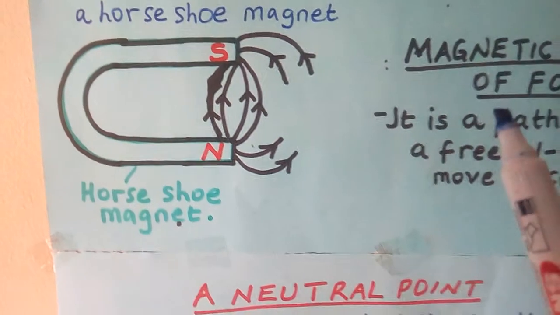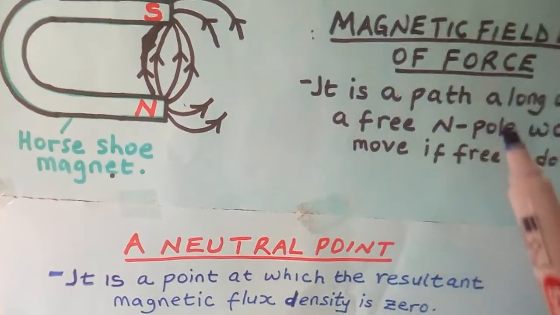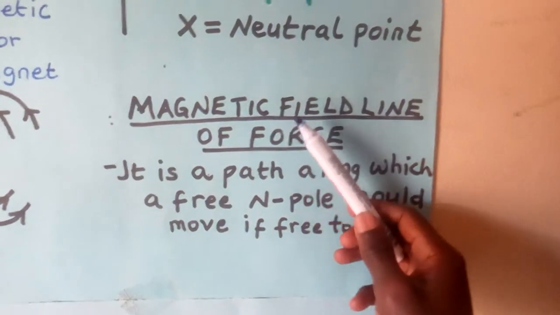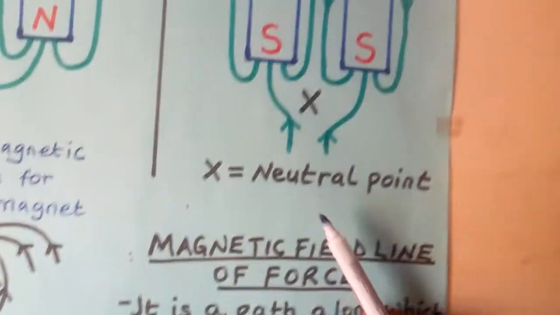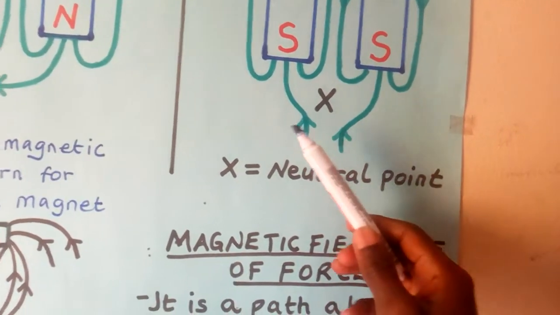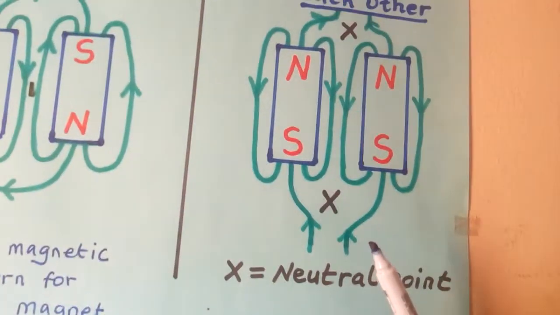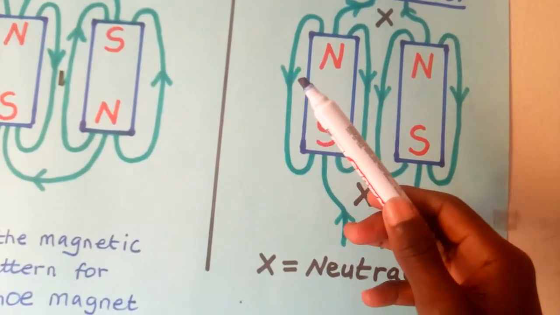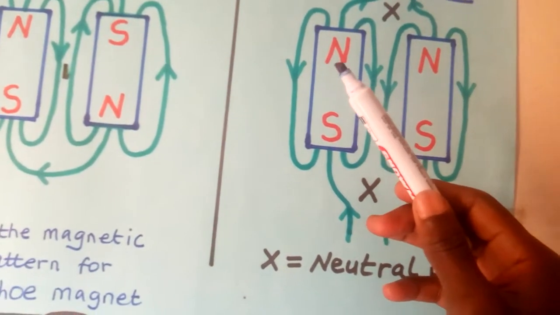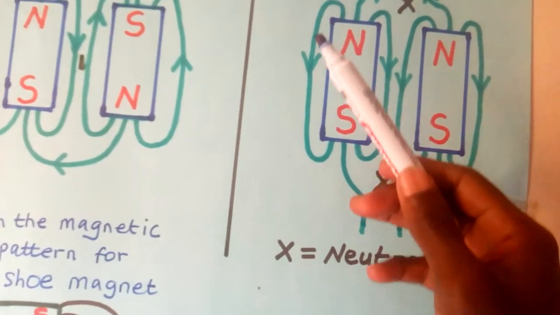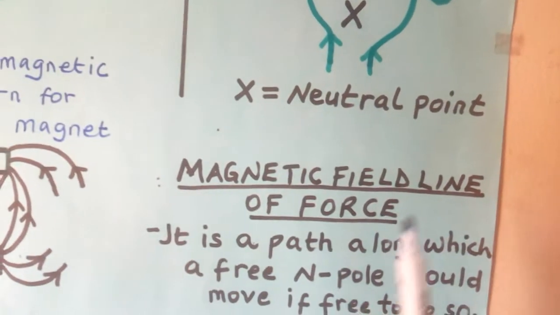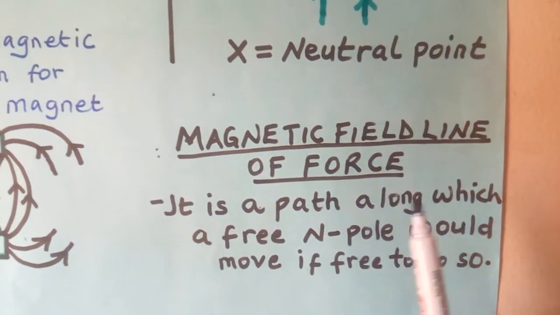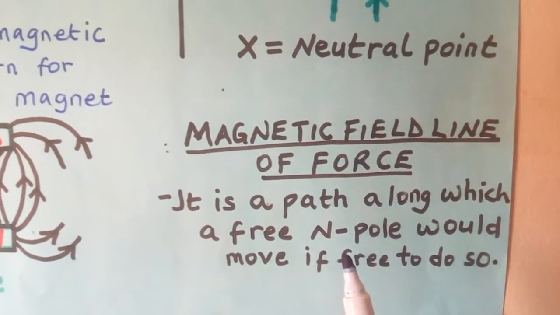Then we have another term. There are two terms actually which we need to define. Magnetic field line of force. These lines here, these ones, these are magnetic field lines of force. So by looking at the way the magnetic field lines of force move from north, they come to the south. So it means as if it is the north pole moving, because the movement starts from north going to south. So we define a magnetic field line of force as a route or a path along which a free north pole would move if free to do so.